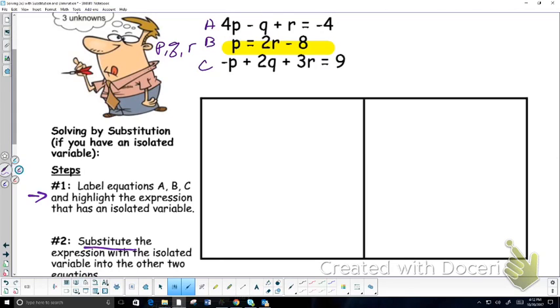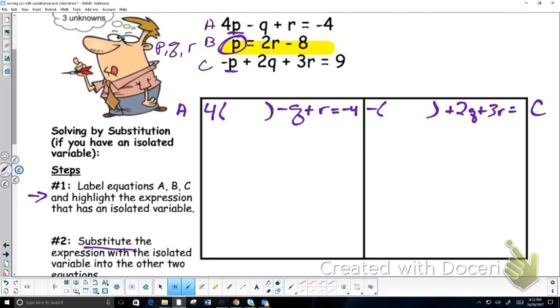So, if I'm going to do that, that means I'm going to take my 2 other equations. This could be A. The variable I'm going to replace is P, because that's the one that is isolated. So, every time I write a P, I'm going to put parentheses instead. So that means 4, since there's a P, there's my parentheses, minus q plus r equals -4. This would be my A1. C is the other one we're going to substitute into. So I got negative p, so there goes my parentheses, plus 2q plus 3r equals 9.